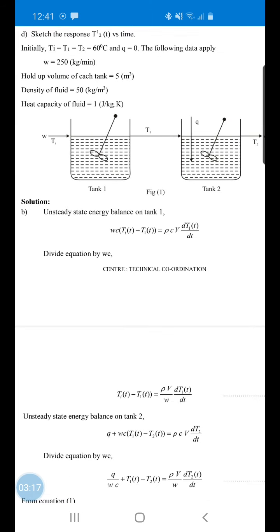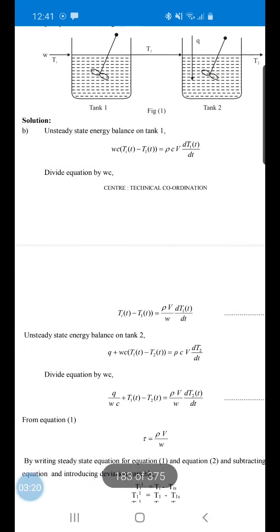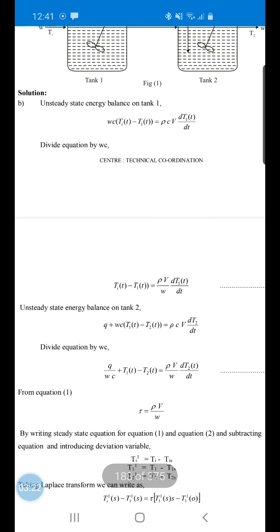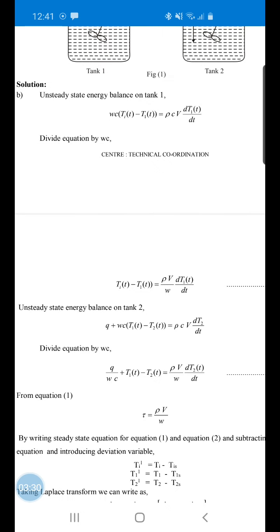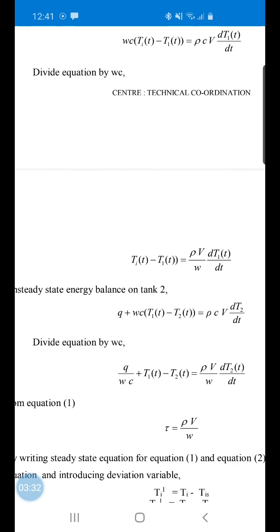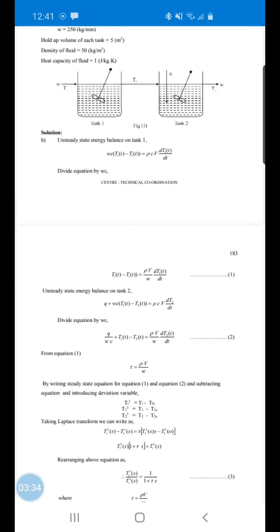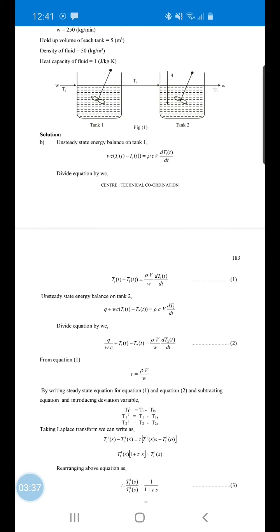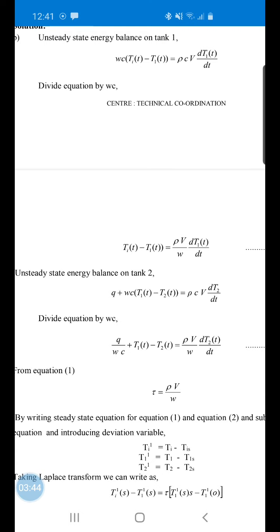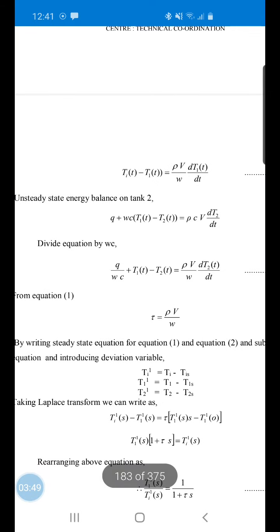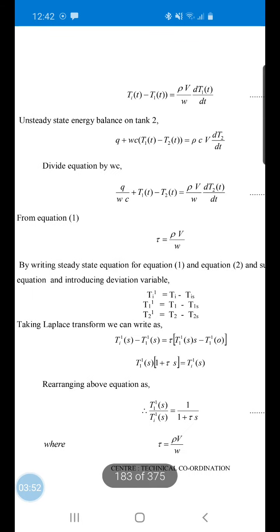Now divide this equation by Wc. You will get the term for tau. So tau will be rho V by W. So you can write the equation for tank 1 as well as the equation for tank 2. Now what will be the equation for tank 2? It will be nothing but Q plus Wc (T1 minus T2) is equal to rho V C dT2 by dt. Again you divide by Wc, and you will get the equation in terms of tau.